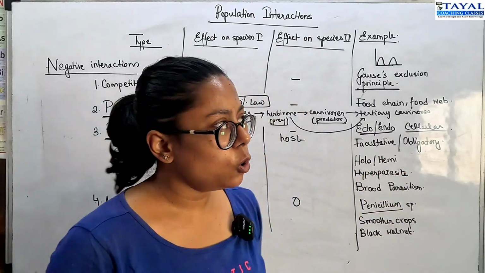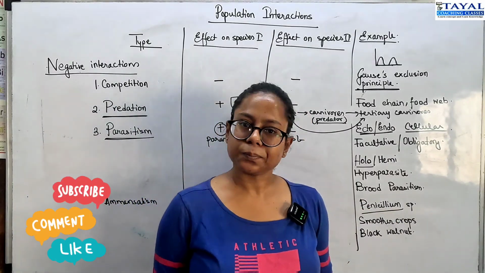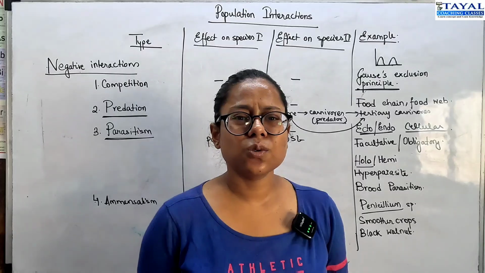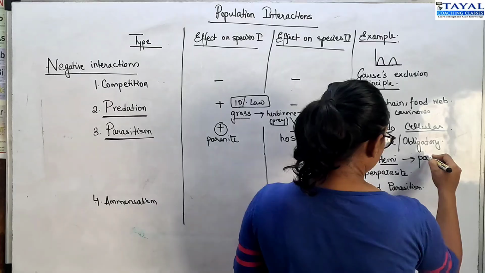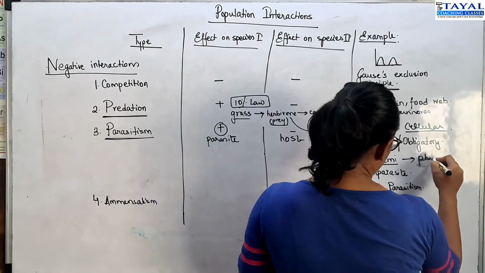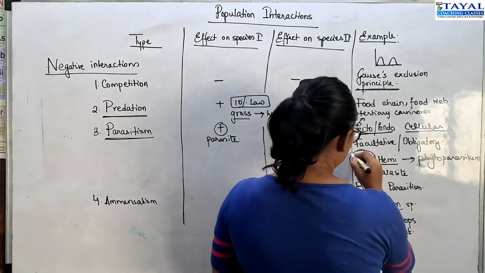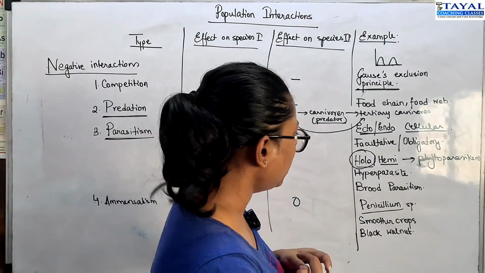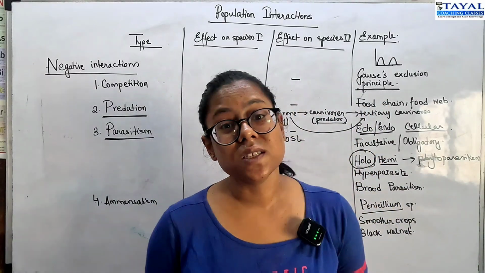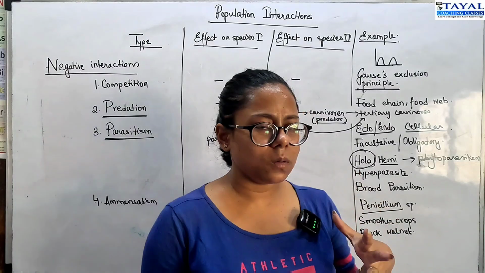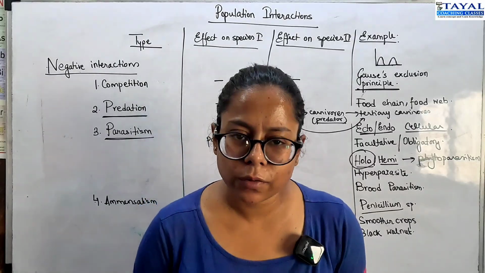Holo and hemi. Holoparasites are parasites that derive their entire nutrition from parasitism, whereas hemiparasites derive partial nutrition. Hemiparasites are usually found in phytoparasitism, so plant parasites can be hemiparasites. All animal parasites are holoparasites, okay? For example, there are certain parasites in plants like mistletoe. They only derive a certain part of the nutrition from the host, otherwise they are capable of photosynthesis.